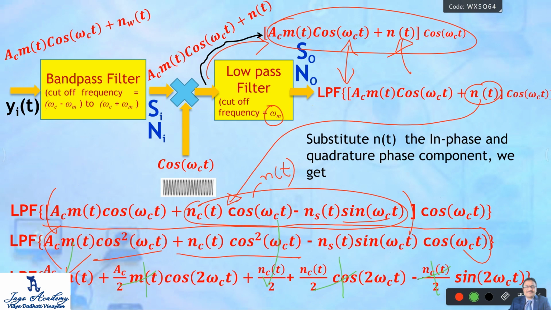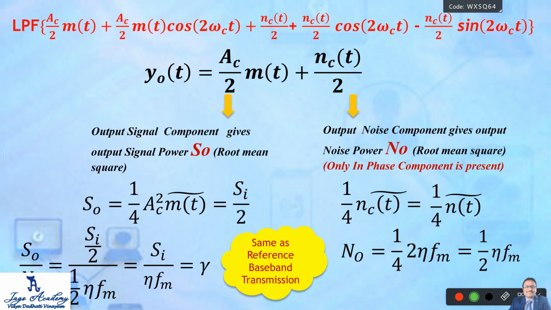Now, what is the final output now? Final output will be A_c by 2 m of t plus n_c of t by 2. Right? Yes or no? Come on. Right?